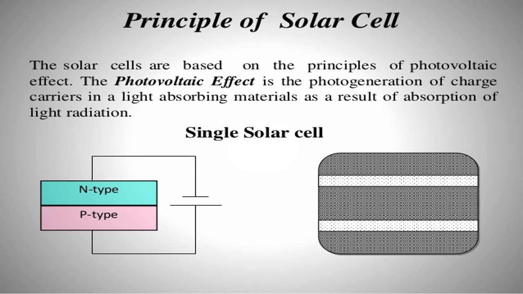And this is the upper side n-type and lower side p-type semiconductor, and this is the p-n junction. It is connected from the upper p side to the n side, and solar radiation strikes on the upper side.